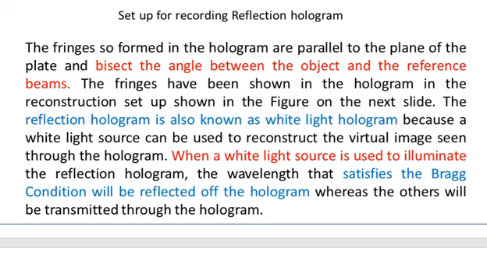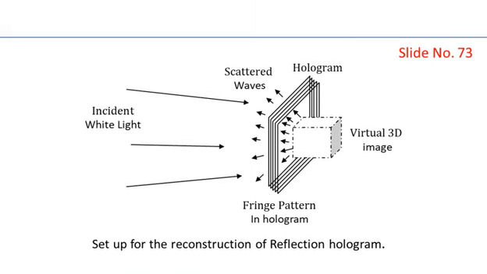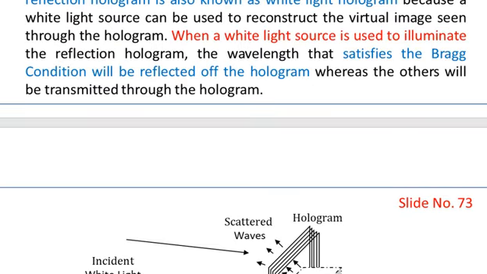So you see that let's consider any angle theta other than 180 degrees. When the reference beam and the object beam interfere at any angle theta, the fringes are so formed that they bisect the angle between the object beam and the reference beam. The fringes have been shown in the hologram in the reconstruction process shown in the next slide. For example, this one. You can see that the light scattered from the object is going in different directions. And also you can see that the fringe pattern is shown over here. That is scattered off the hologram. But I shall come to it later.